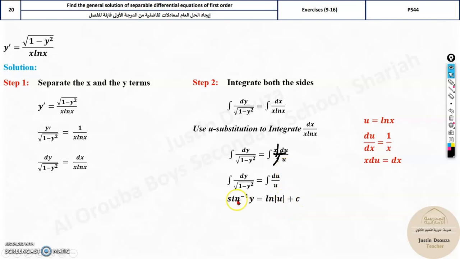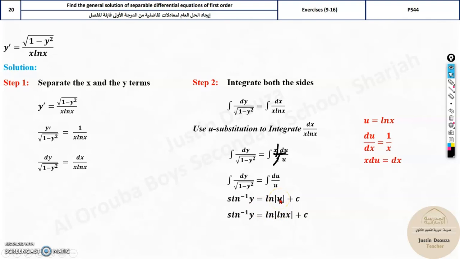And over on your left side, it's sine inverse y, because it's 1 divided by root of 1 minus y squared. That is sine inverse. If it was x, it would be sine inverse x. Sorry, it's y, not u. So sine inverse y, plus c, the constant of integration. It is not over. You need to take sine on both sides to remove this.